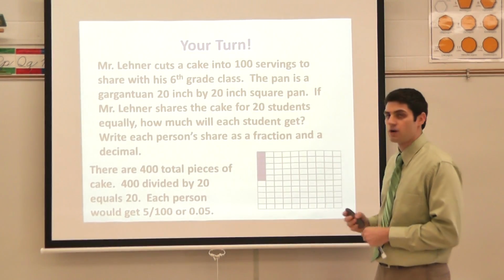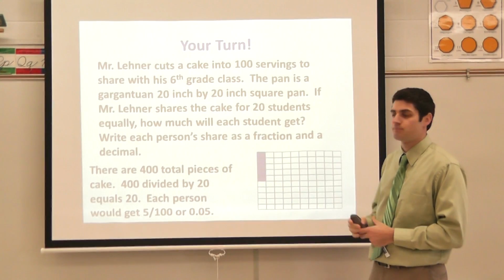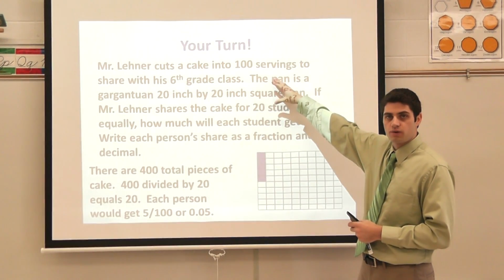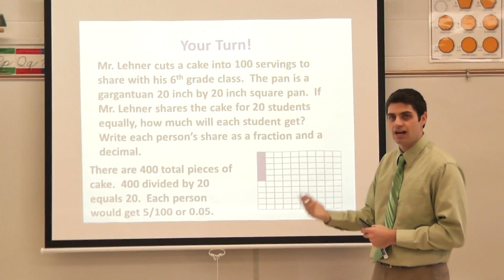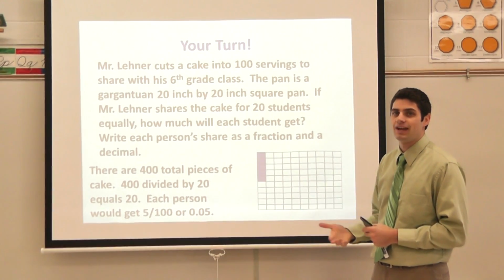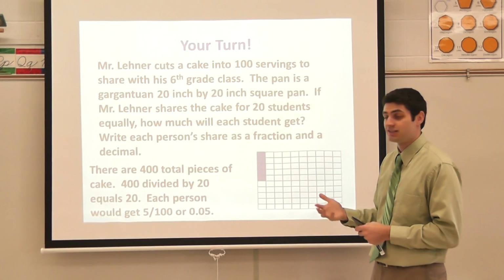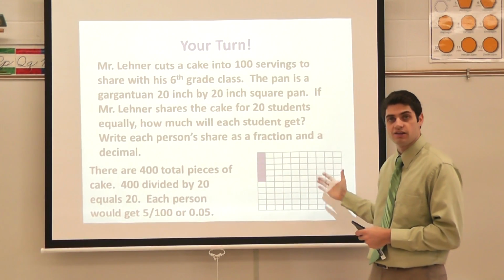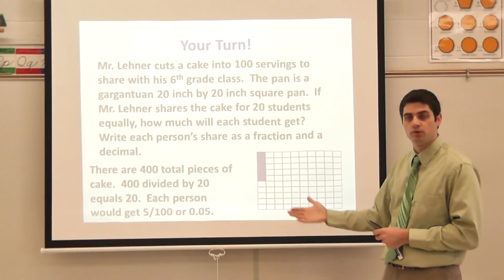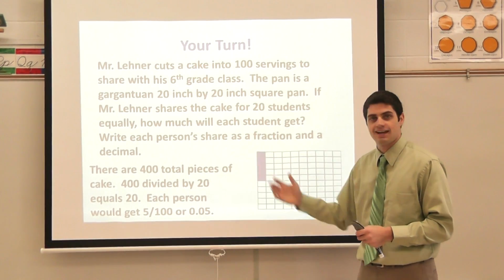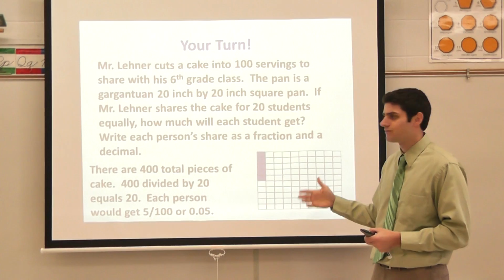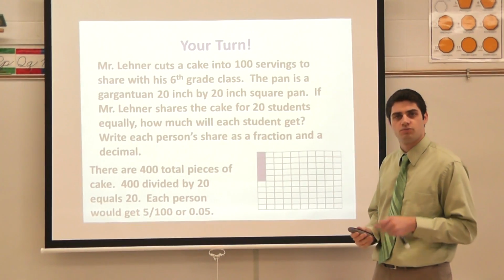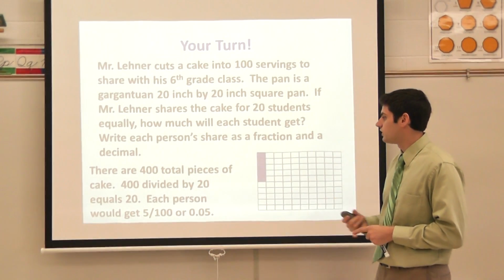When working with word problems like this, remember to break it down step by step. What do I know in the word problem? What am I trying to figure out? What could be a strategy to help me solve this problem? And does my answer make sense? Does it make sense to say each person gets 5 out of the 100? Well, yeah, because there's 20 people sharing it. But if I said that each person was getting 50 slices of the 100, well, that wouldn't make sense, or 500 wouldn't make sense. So make sure your answer is reasonable as you check it.